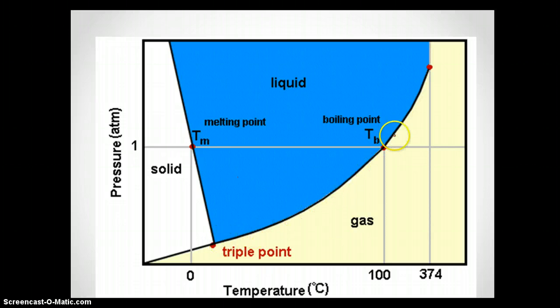Same thing applies for this line. Any place that we cross that line will be considered a boiling point. And if we change the pressure, then we can change the temperature at which water boils. So at very low pressure, we could have water boiling at 50 degrees Celsius because the pressure is so low. So anywhere that you cross that line would be considered a boiling point.